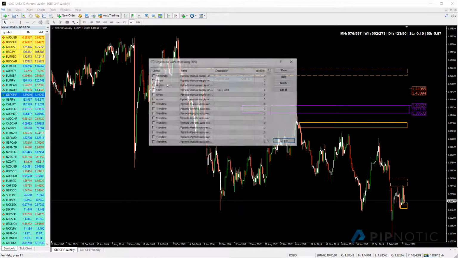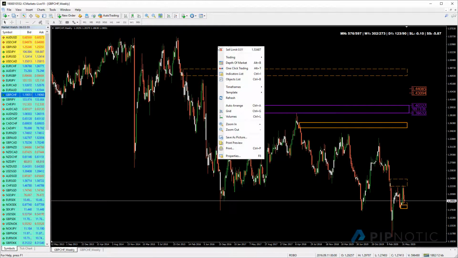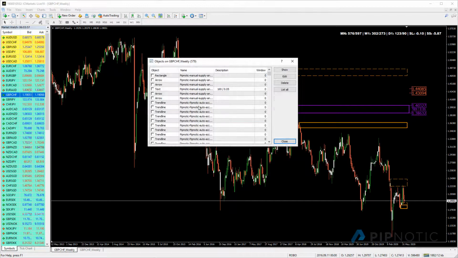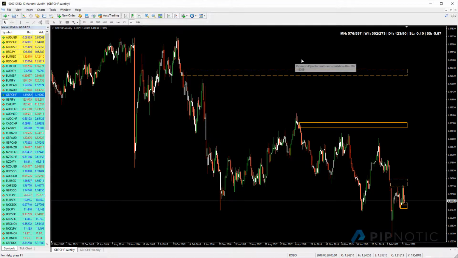Before we do that, let's remove all of these objects. If you have a bunch of objects on your chart, you want to remove all of them, simply right click, go to object list, click one, press Control A, and then hit delete, then everything's gone. Just kind of clears things up a little bit.